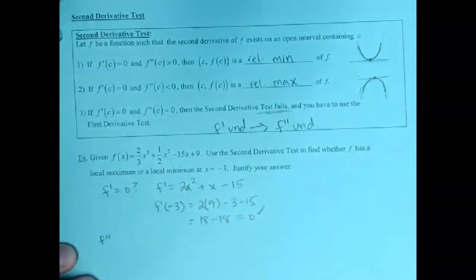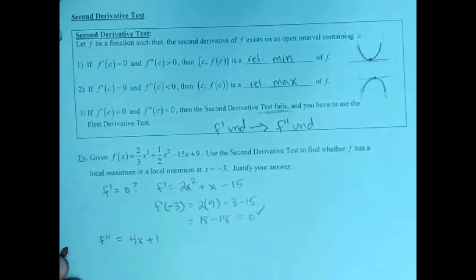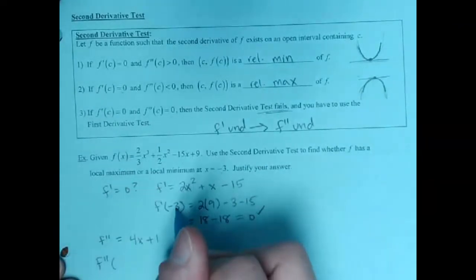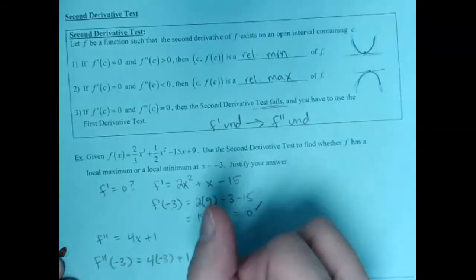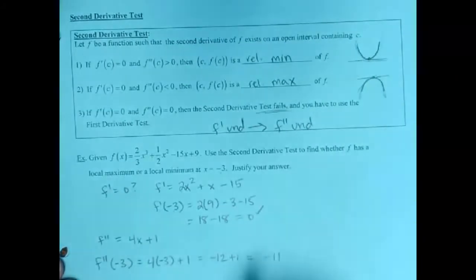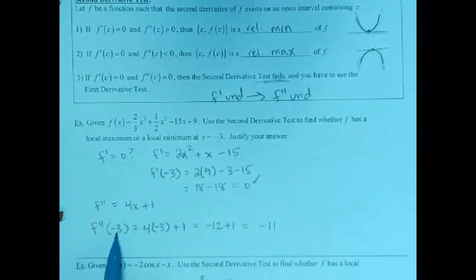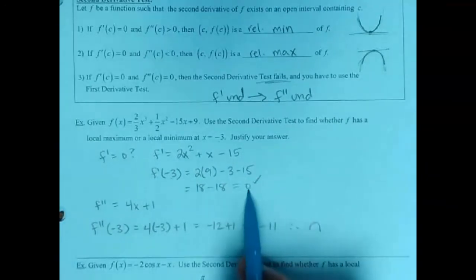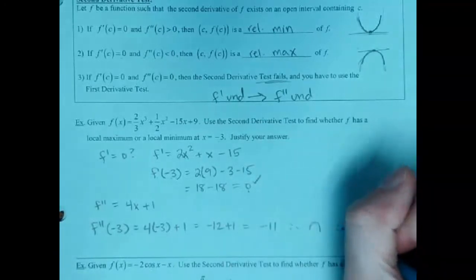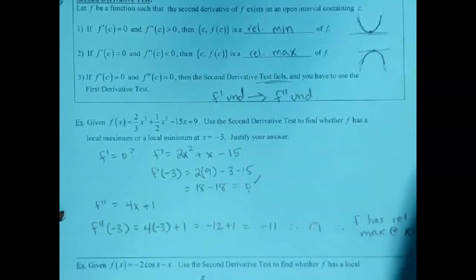So now I need to take the second derivative and see what happens. Second derivative would be 4x plus 1. I don't have to do a sign chart. I'm just going to take that second derivative and plug in the value that I am investigating. So let's see, that's going to be negative 12 plus 1. So my first derivative was 0. That means it was a critical point. That means I need to do some more investigation. Then when I plug that same x value into my second derivative, I get a negative result. Negative means concave down. And if the graph has a horizontal tangent and it's concave down, I could say f has relative max at x equals negative 3 by second derivative test.